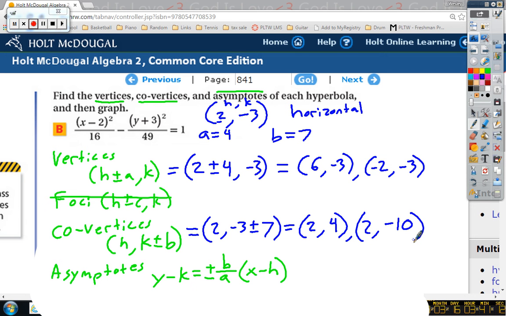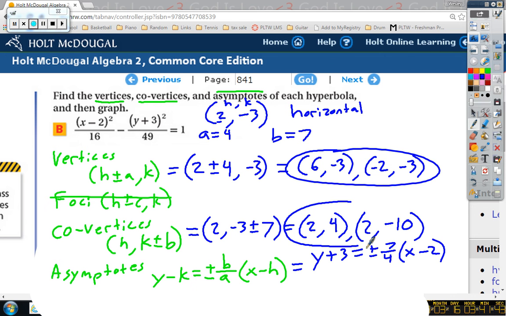And then lastly, my asymptotes are at y minus, well, the K is negative 3, so plus 3 equals plus or minus, my B is 7, so 7 over 4, times x minus 2. There's my asymptote. Okay, so I found the vertices, co-vertices, and the asymptote. Now let's actually graph this.